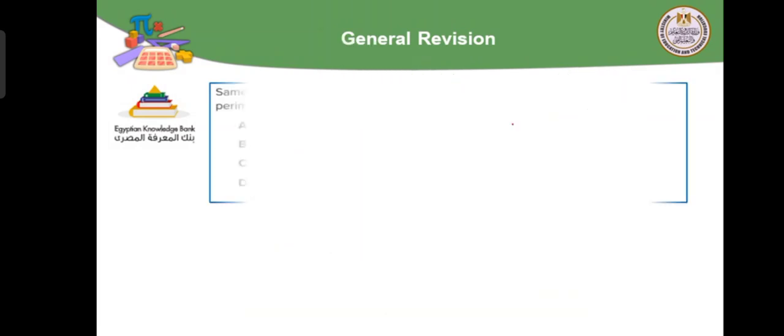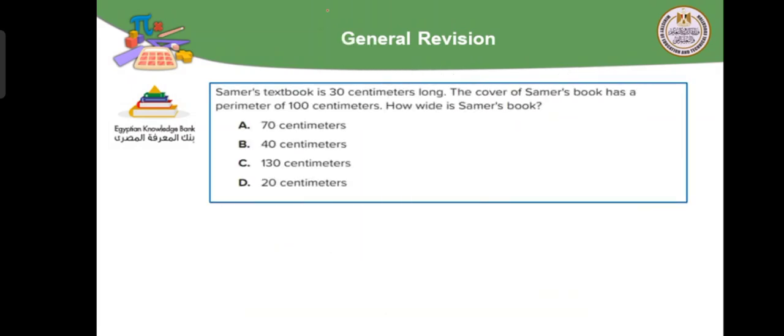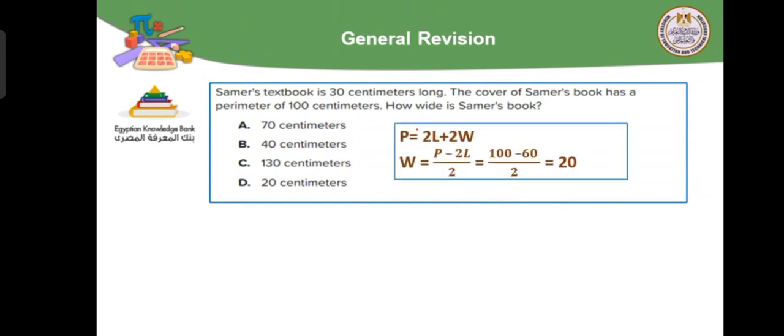Here. Samer's book is 30 centimeters long. The cover of Samer's book has a perimeter of 100 centimeters. How wide is Samer's book? Okay, so how can we find it? Look, which one is correct? Look at here. Perimeter equals 2 length plus 2 width. He asked about what? Length or width. So width will be perimeter minus 2L, divided by 2.